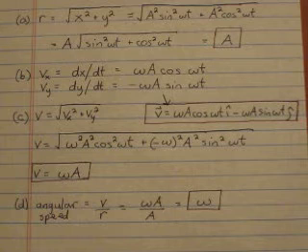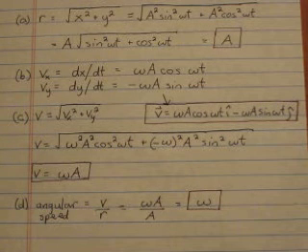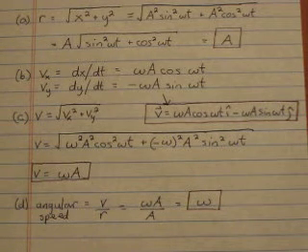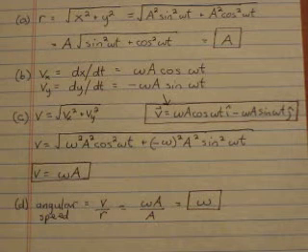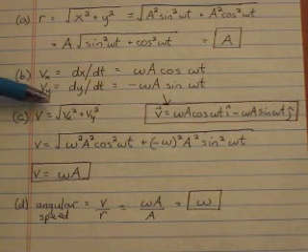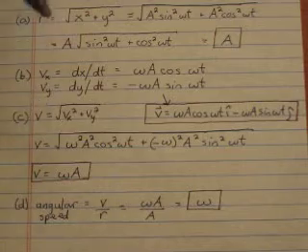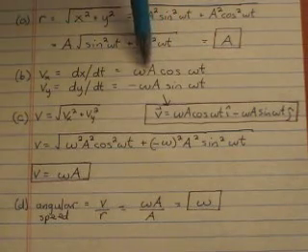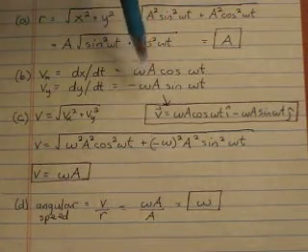Part C asks to show that the speed is constant and find its value. Okay, let's find the speed. V is the square root of vx squared plus vy squared. So I'm taking these values, the x and the y, and squaring them.